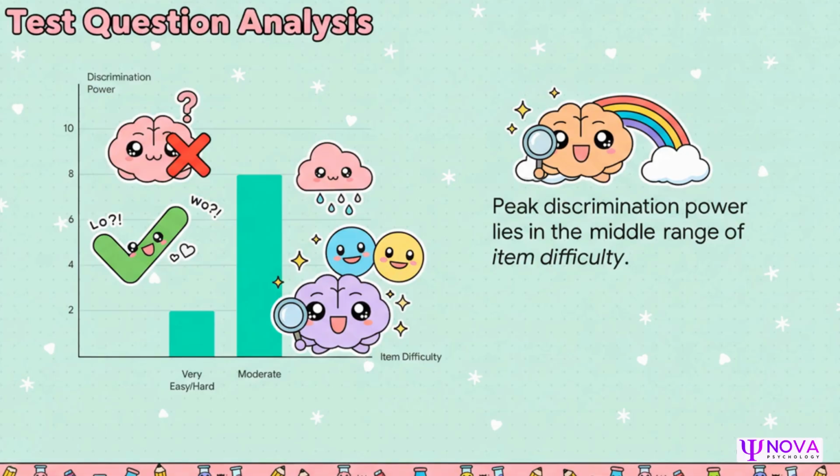Look, if a question is super easy, everybody gets it right, so it can't discriminate. If it's super hard, everybody gets it wrong. Again, no discrimination. The maximum power to tell people apart is right there in that sweet spot in the middle.